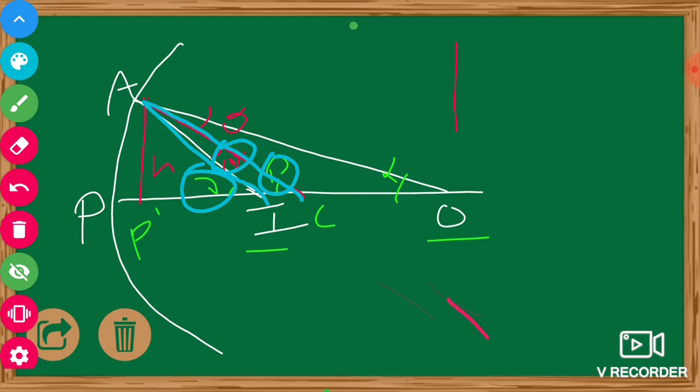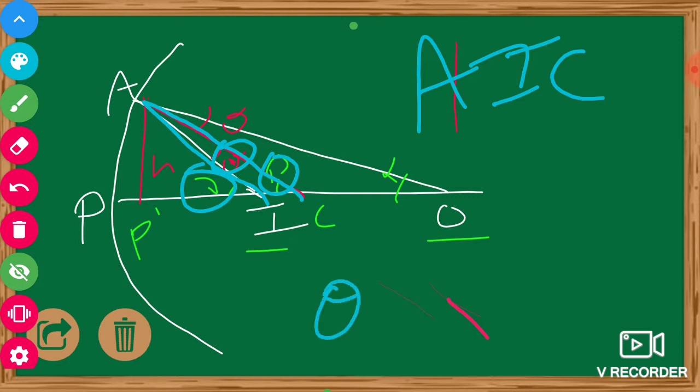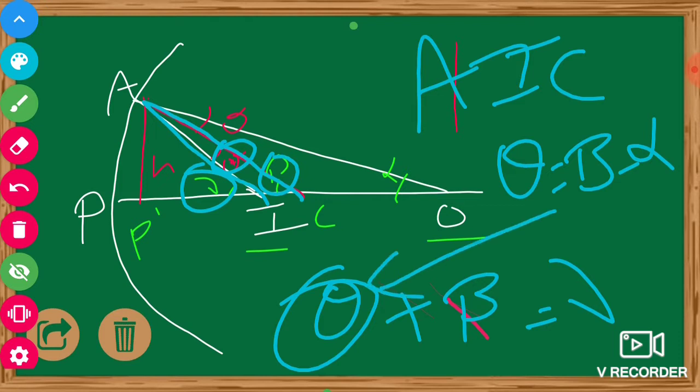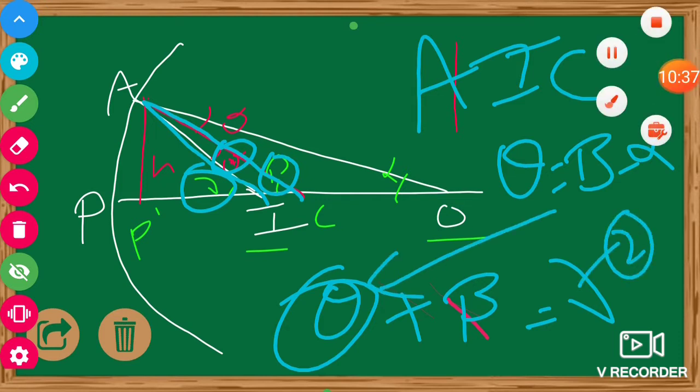Okay, from this figure, we find the sum of the interior angles of the triangle AIC. Here I conclude the equation, that is theta plus beta equals gamma. Okay, theta plus beta equals gamma. So already we got the value of theta in the earlier equation, that is theta equals beta minus alpha. If we substitute this in the second equation, then we conclude.